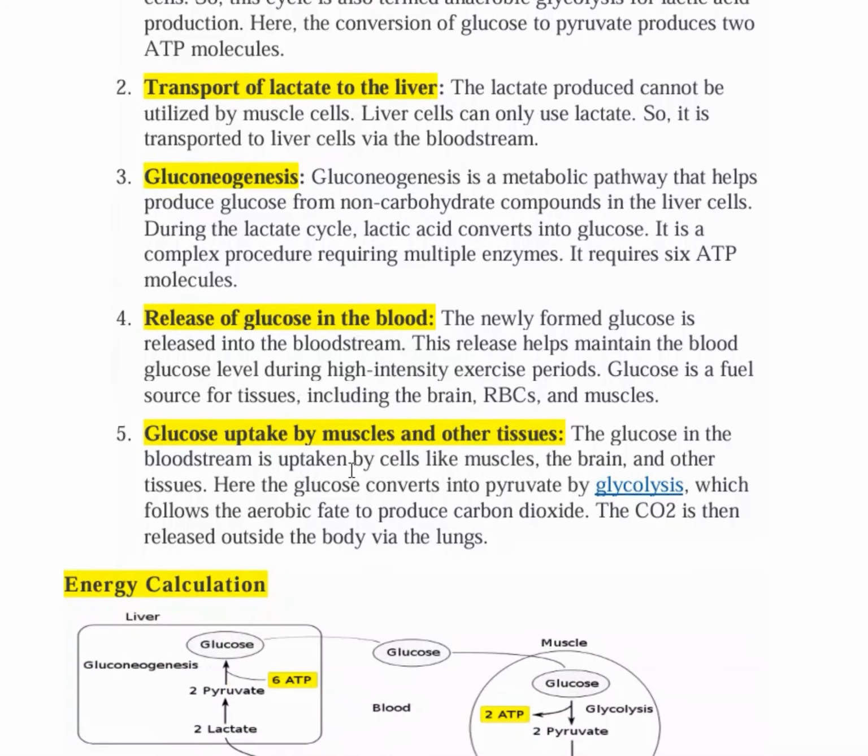And number 5, glucose uptake by the muscles and other tissues. Finally, the glucose in the bloodstream is taken up by cells like the muscles, brain, and other tissues. Here the glucose is converted into pyruvate by glycolysis, which follows the aerobic path to produce carbon dioxide. The carbon dioxide is then released outside the body via the lungs. So these are all the steps of the Cori cycle, or lactic acid cycle.